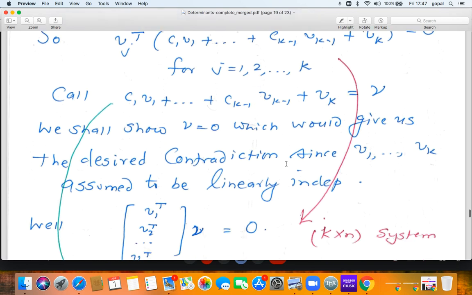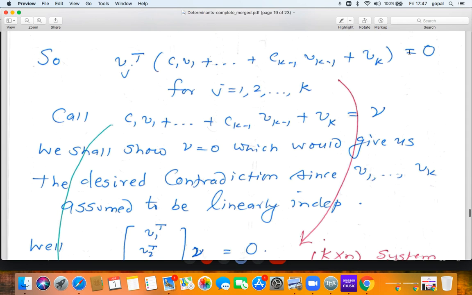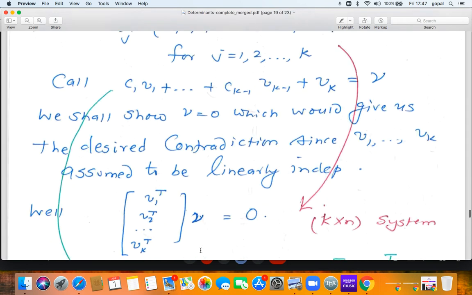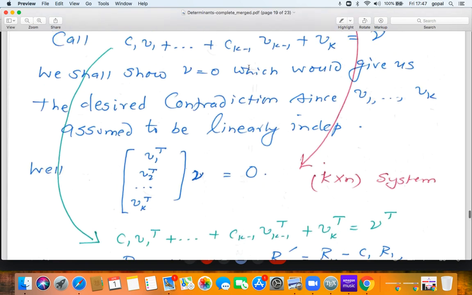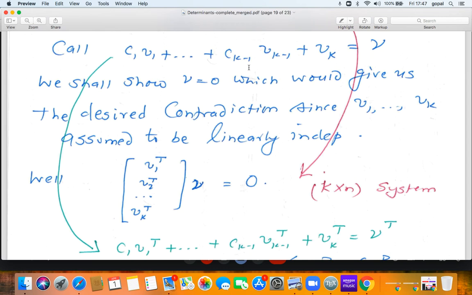All right. So let us write these things. Vj transpose nu equal to 0 as a system. Nu is a column vector, and then this V1 transpose, V2 transpose, dot dot dot, Vk transpose. This matrix now becomes a k cross n matrix, or a k cross n system of equations. Now let us also look at this: C1 V1 plus dot dot dot Ck minus 1 Vk minus 1 plus Vk equal to nu. Let us take the transpose of this. We get C1 V1 transpose plus C2 V2 transpose plus dot dot dot plus Ck minus 1 Vk minus 1 transpose plus Vk transpose equal to nu transpose.